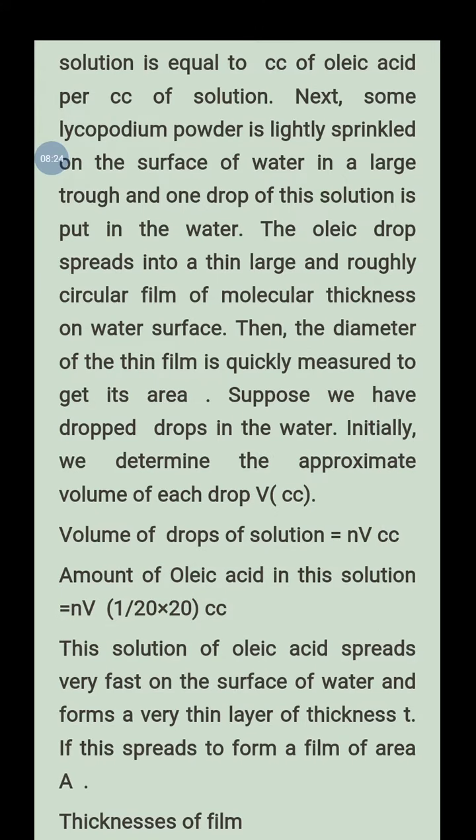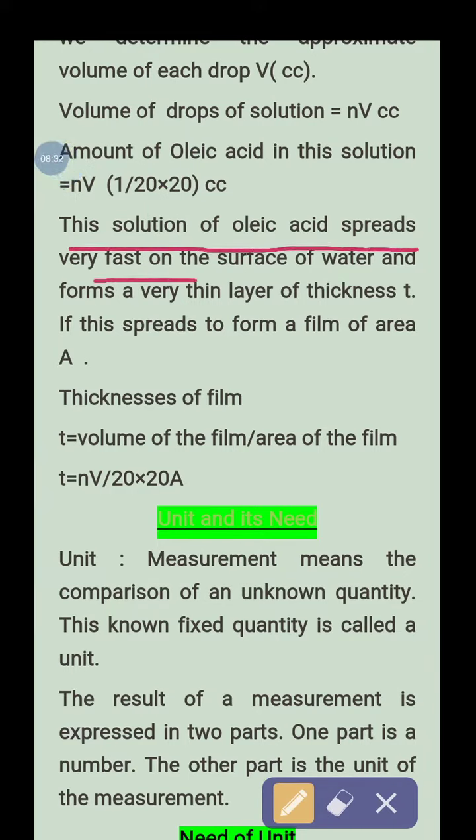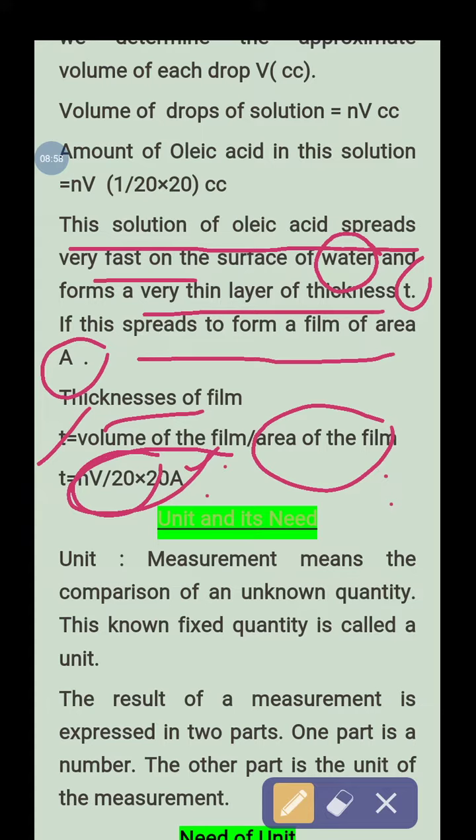Now come to the next. Whatever solution of oleic acid we get spreads very fast on the surface of water and forms a very thin layer of thickness, say T. It spreads to form a film of area A. Then what is T? Thickness is the volume of the film upon the area of the film. That is nV upon 20 into A, where nV upon 20 is the volume and A is the area of the film. Then we can get from this formula the thickness T of the oleic acid molecules.